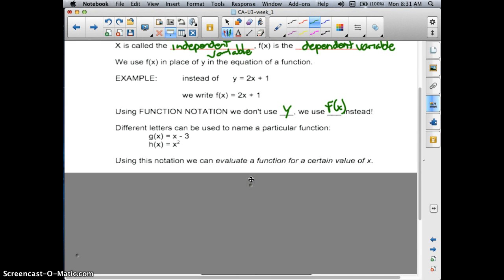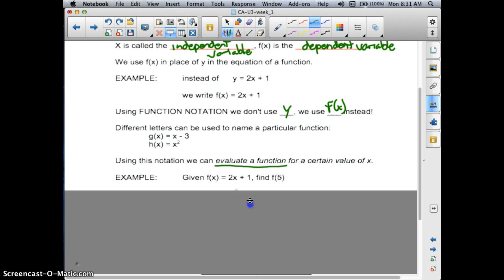Using this notation, we can evaluate a function for a certain value of x. It's important that you know this phrase, evaluate a function, because what it's telling you to do is plug something in for x. In this example, we're given f(x) = 2x + 1 and asked to find f(5). Look at that. What's in place of the x? Instead of f(x), I just wrote f(5). Instead of the x, there's a 5. And that is exactly what you're going to do to the equation. Instead of x, you're going to put a 5.